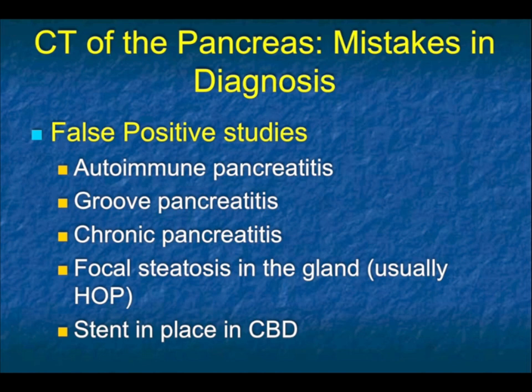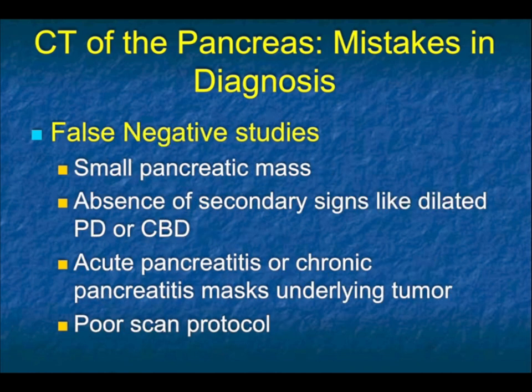False positive. Autoimmune pancreatitis, we've spoken about that in the past. Again, it could look identical to pancreatic cancer, can be a real challenge. Groove pancreatitis can be a challenge. Chronic pancreatitis, particularly when there's mass effect by the head, is something you need to worry about. Focal steatosis in the pancreatic gland, where you read what's simply fatty infiltration and textural change as a mass. You need to be very careful. And once you have a stent in place in the common duct, you can tend to assume there's tumor present where there may not be.